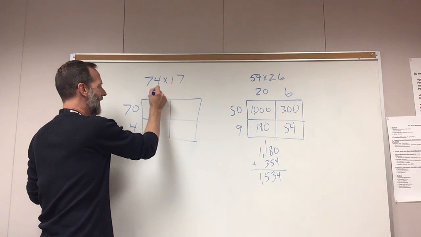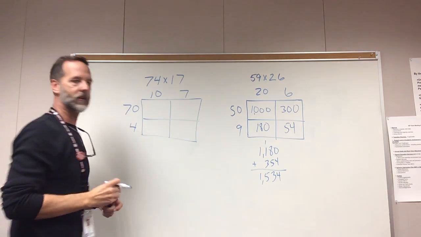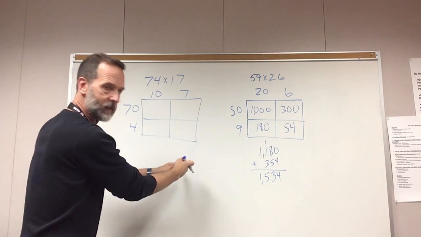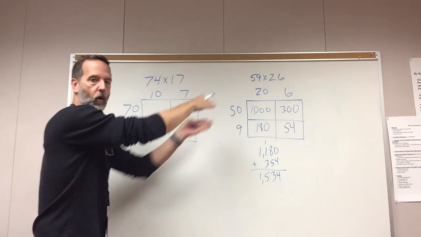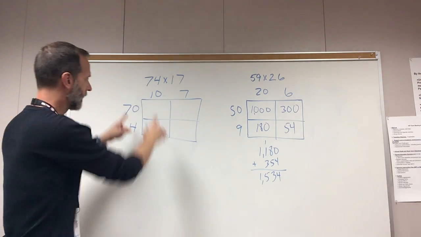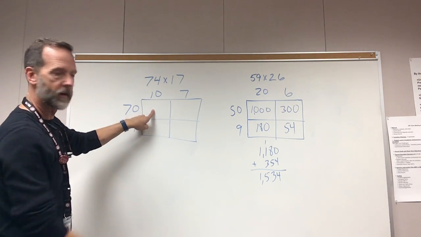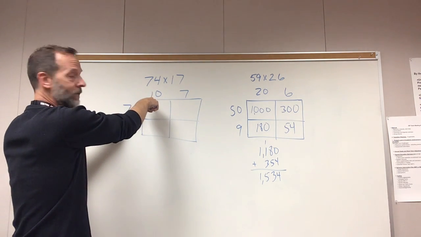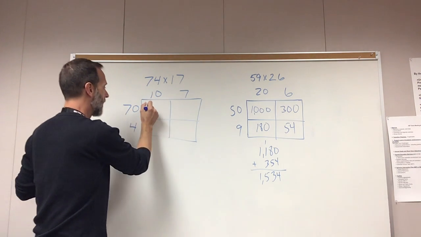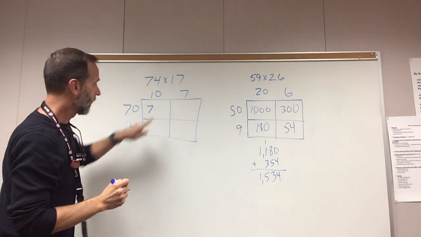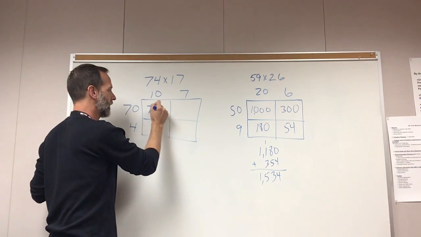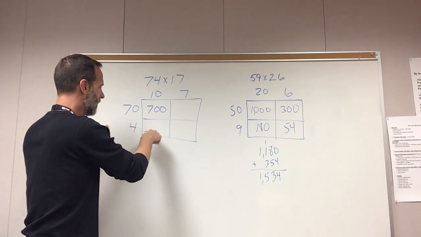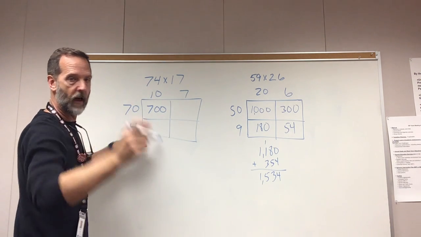17 is 10 and 7. Ready? 10's coming down, 7's coming down. 70 across, 4 across. Ready? In this box, what two numbers will I multiply? 70 times 10, right? 1 times 7, 7. And then how many zeros go back? 1 here and 1 here. 700. All right? Down here, 10 and 4. 4 times 10, you know that, that's 40.